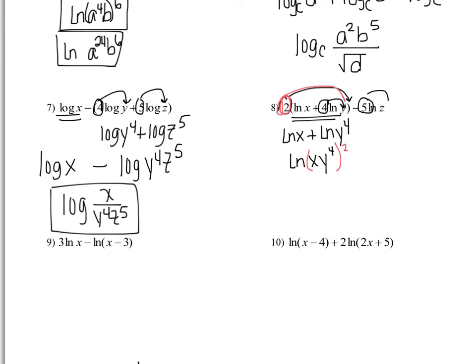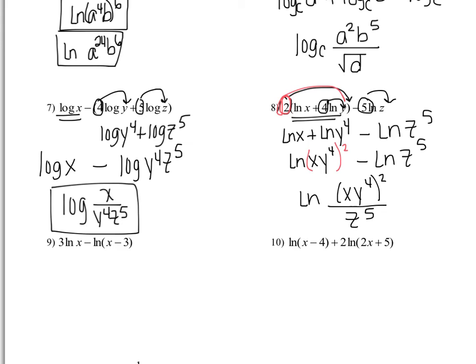And this 5 goes in front of this, so minus ln z to the 5th. So if I want to write this as one single log form, it will be this over this because it's division, because I'm subtracting. Again, you can leave this squared or you could distribute it out.